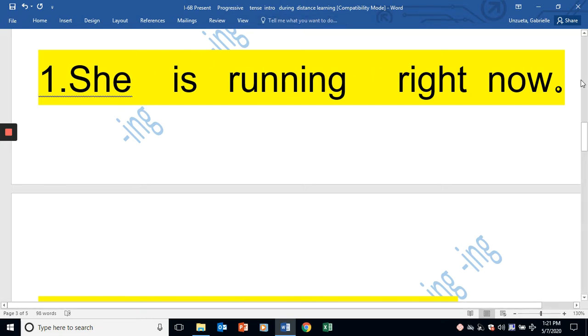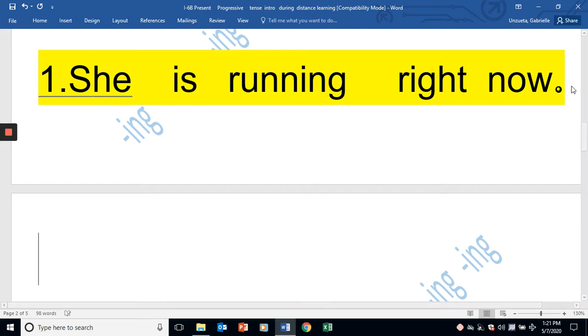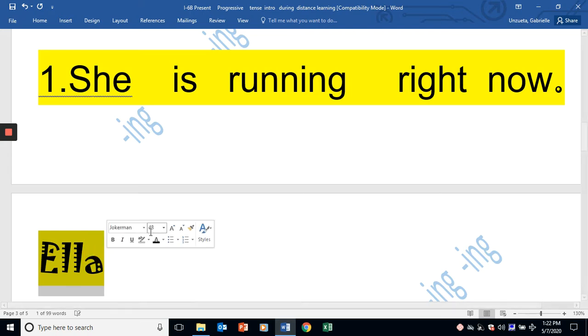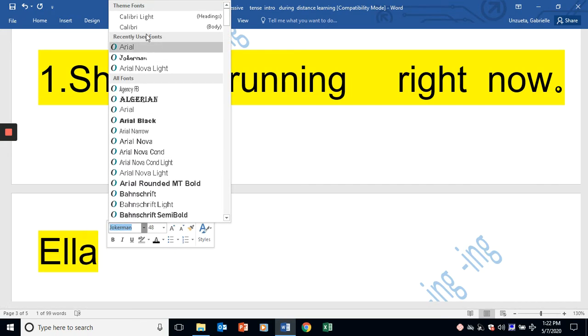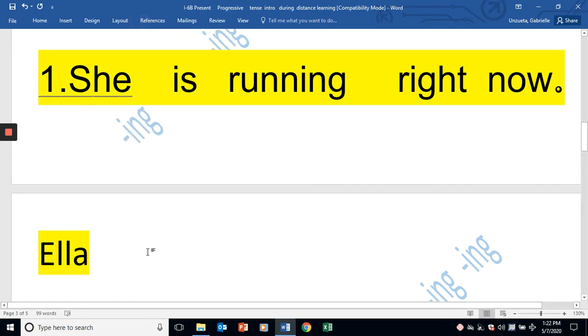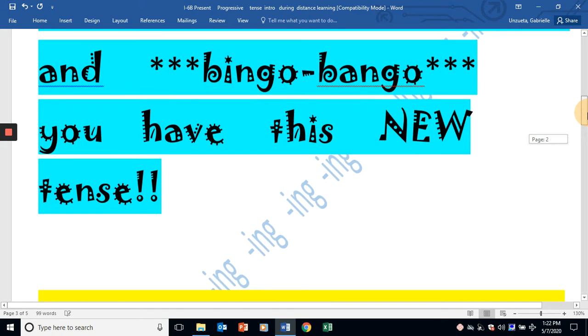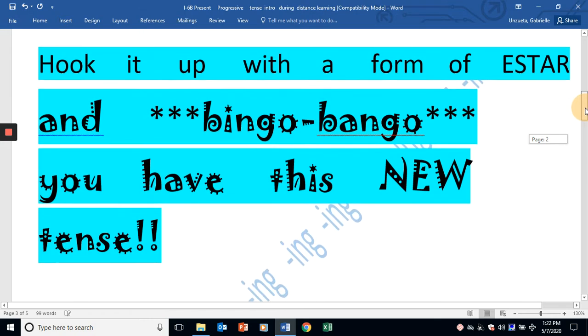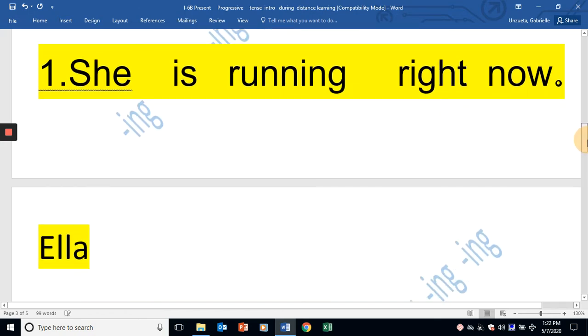She is running right now, so you've written that down in your notes by now. And then I'm going to go ahead and help you. Ella, and I'm going to get off my Jokerman font and put on something a little more legible. So I had the Joker one on here. Remember, hook it up with a form of estar and bingo, bango, you have this new tense. Okay, back to normal.